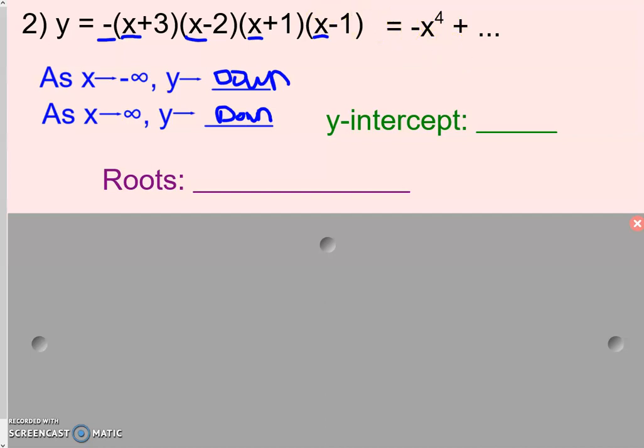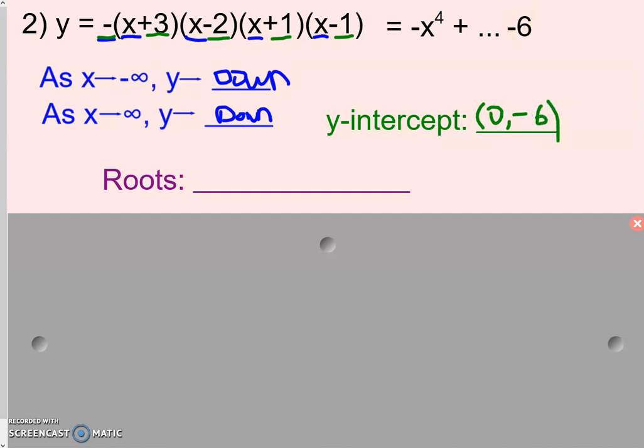Well, I'm going to get the y-intercept by looking at, let's see, negative 1 times 1 is negative 1. Negative 1 times negative 2 is positive 2. Positive 2 times 3 is 6. But let's not forget there's a negative in front. So at the very end of this, I have a minus 6, which means that my y-intercept is at the point (0, negative 6).